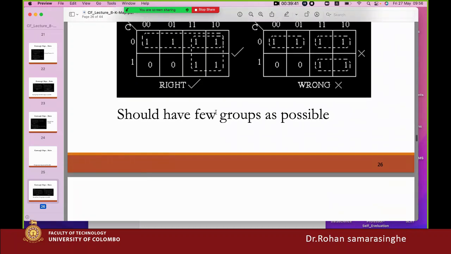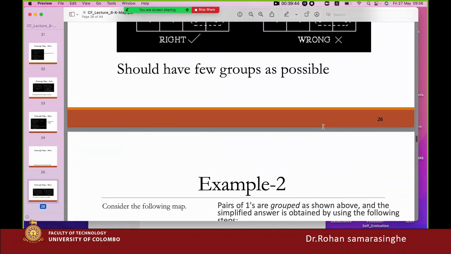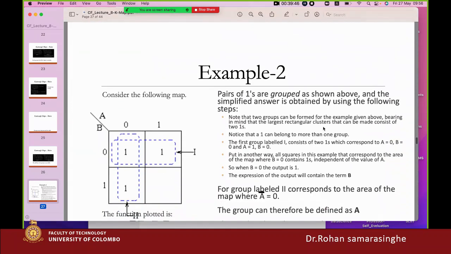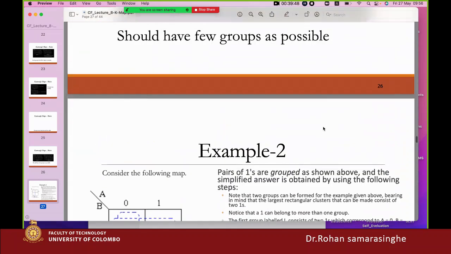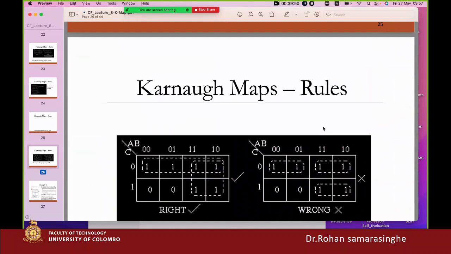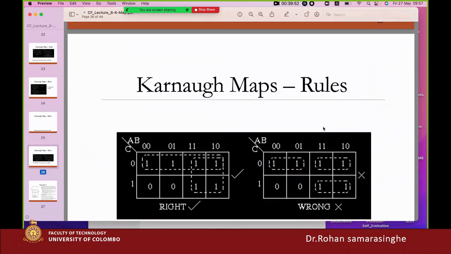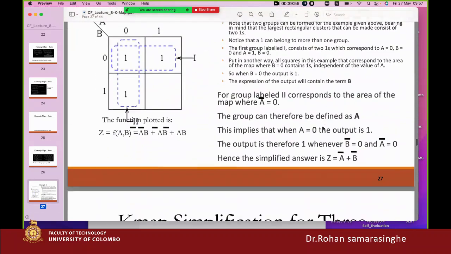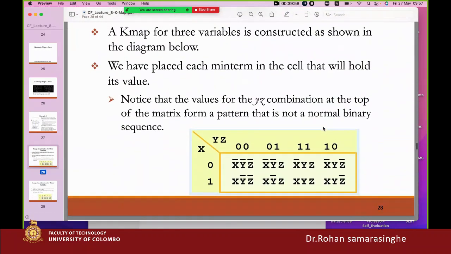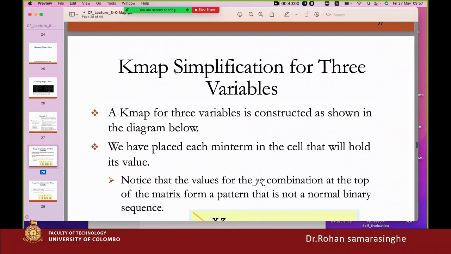So you should have as few groups as possible. You have to mark the few larger groups. That means do not allow small groups, make them as large as possible. So these are the rules, and simplification of three variables.